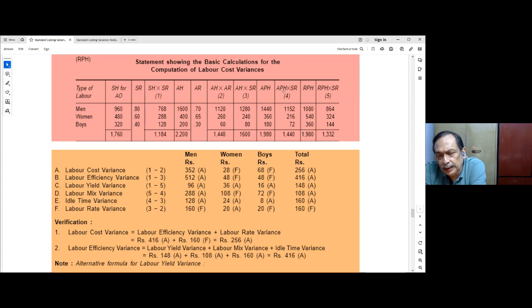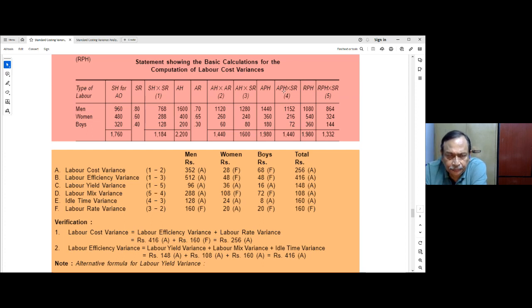Similarly, for women, it is 28 favorable. For boys, it is 68 favorable. And after adding all, we got total labor cost variance is 256 adverse. Our next one is labor efficiency variance, which we calculate from the table that we have computed. That is 1 minus 3, that is SH into SR minus AH into SR.